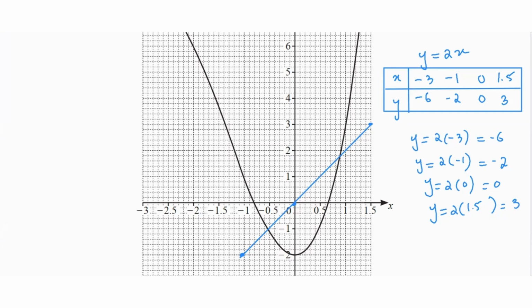They want us to find the intersection between these two, the graph and the line. For the intersection, we're going to draw a line from here to here and from here to here. Now for the intersection, we can see that x is -0.5 and x is 0.9. These are the two values of x that we get when the two intersect.